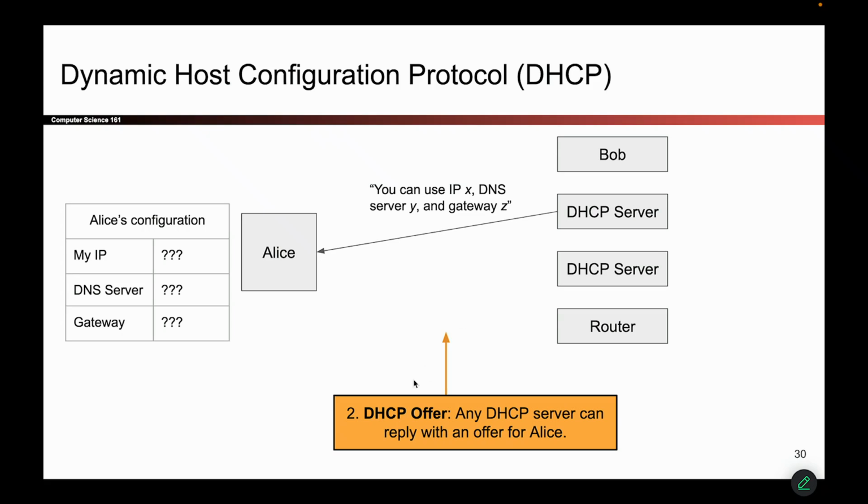So this step is sometimes called offer. Anybody who has an answer can offer an answer to Alice. Now, technically, multiple people can submit offers. In general, there's usually just one person that makes the offer. But for example, if you have 2 DHCP servers, it is possible that 2 people submit offers.